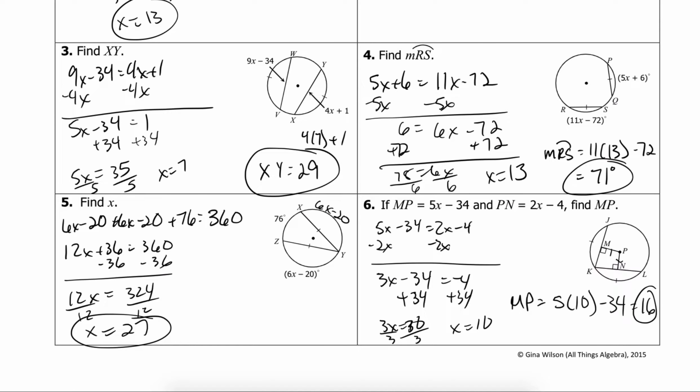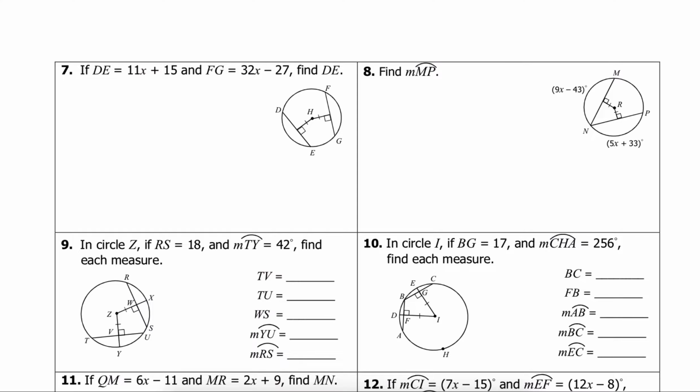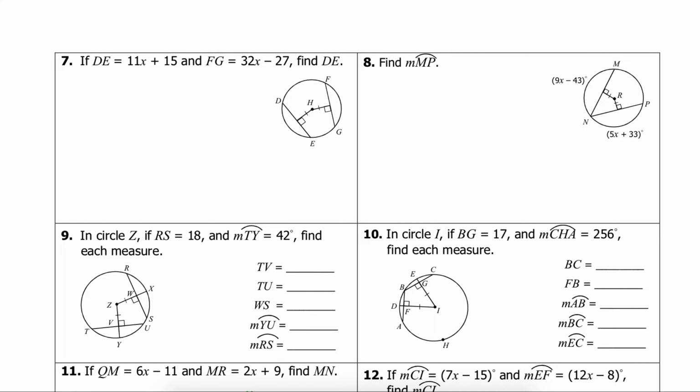All right, let's look at the back page. All right, so let's see what we got here. We've got DE and FG, and we're trying to find DE. Okay, do you see how they are equidistant from the center? That means they have to be equal to each other. Equal distance from the center means they are equal to each other. So, actually, I'm going to go ahead and have you find this one on your own.